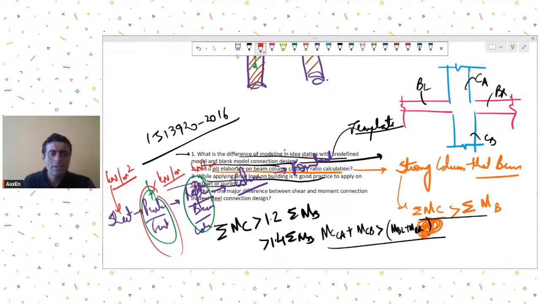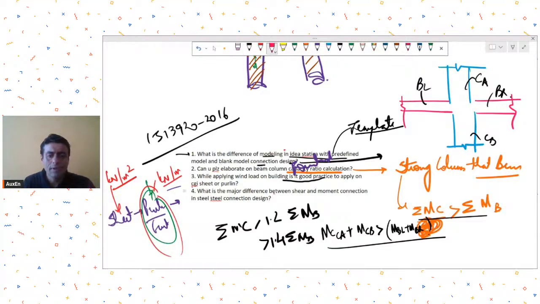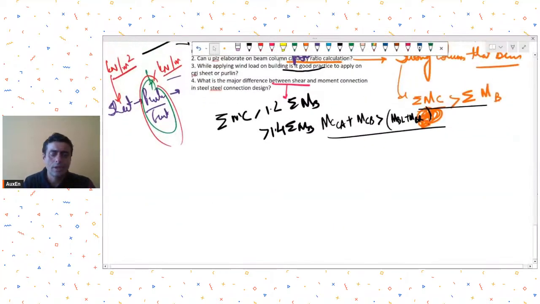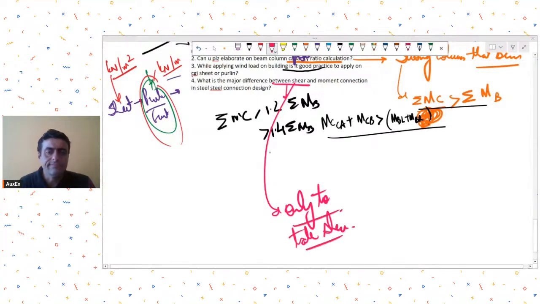Then his next question is, what is the major difference between shear and moment connection in steel connection design? So a shear connection, when I say it is designed only to take shears, only to take shear. So it will not resist any moment. So this is more like a pin-like connection.